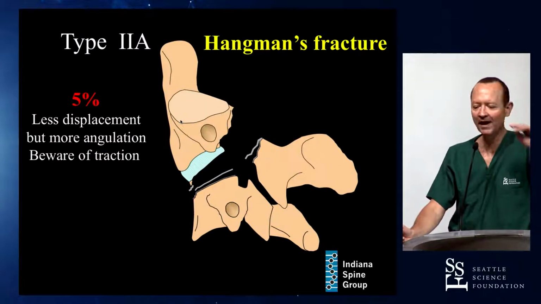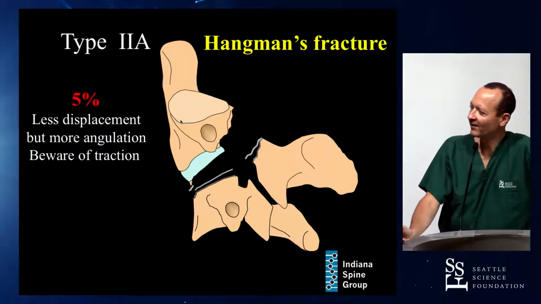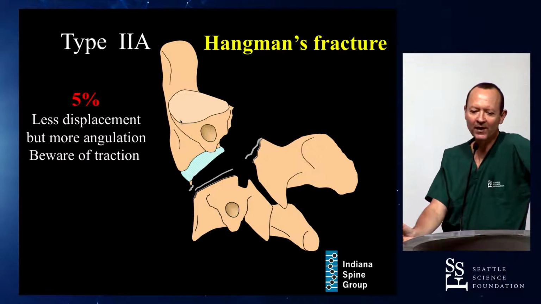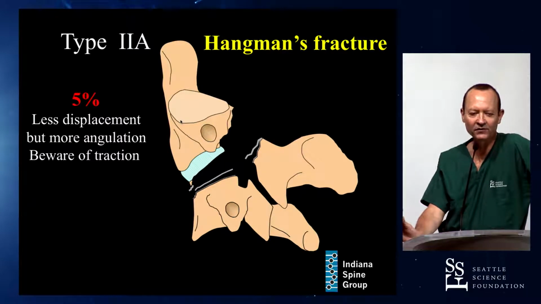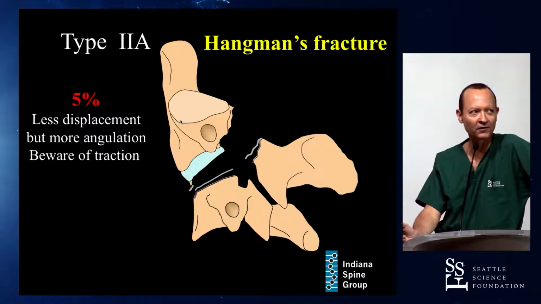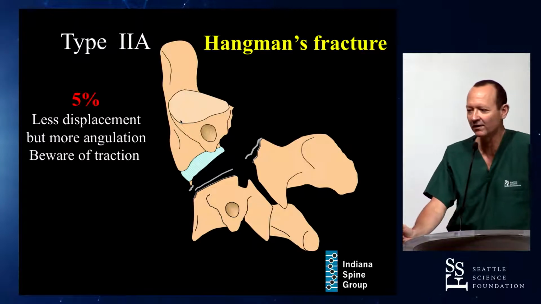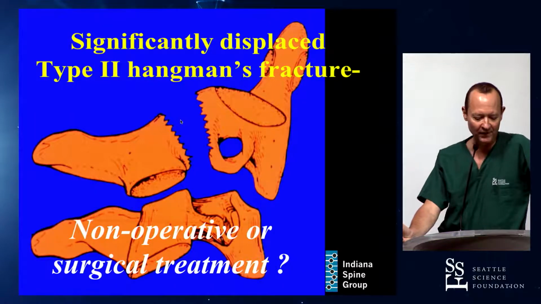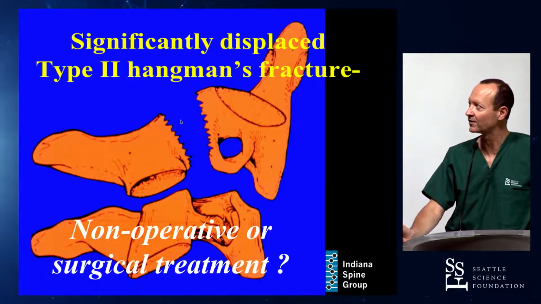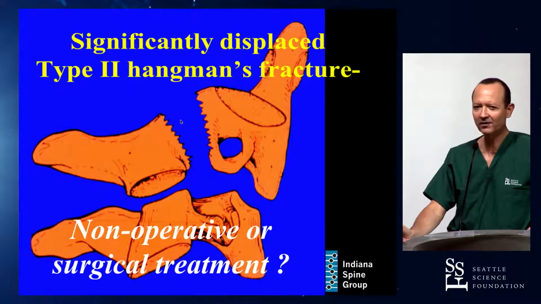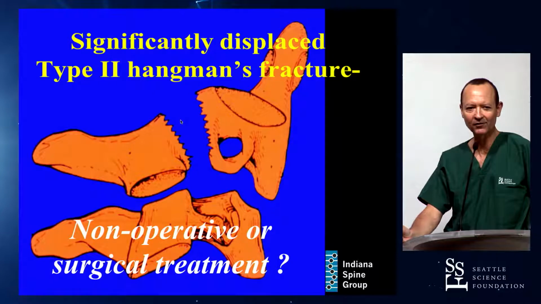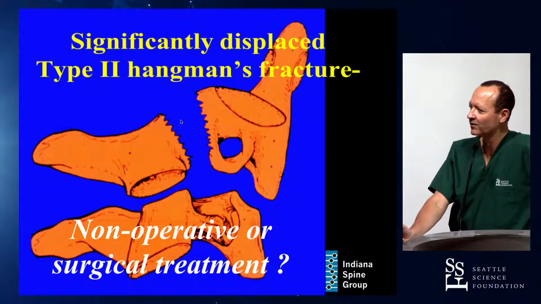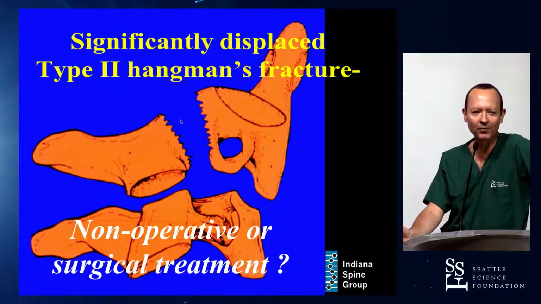A subtype, type 2A Hangman's fractures, has less displacement but more angulation at C2, C3, and this was basically described because of the concern about traction, that actually placing these patients in traction can over-distract this injury and cause a significant concern. So again, very difficult to treat non-operatively in traction. So the question usually is not about type 1 Hangman's fractures, which almost all heal fine in a collar, but what about type 2 Hangman's fractures? And should these be treated operatively, or should they be placed in a halo?